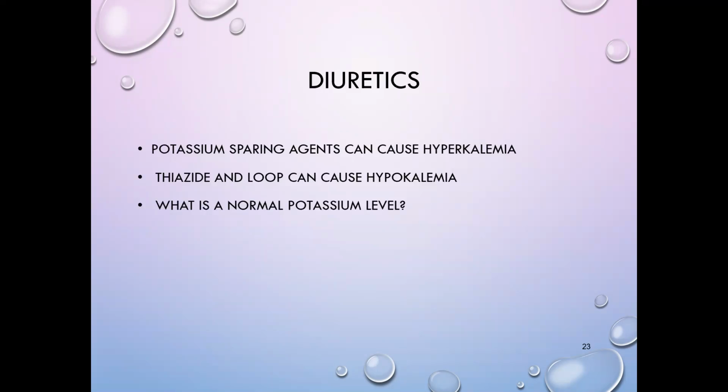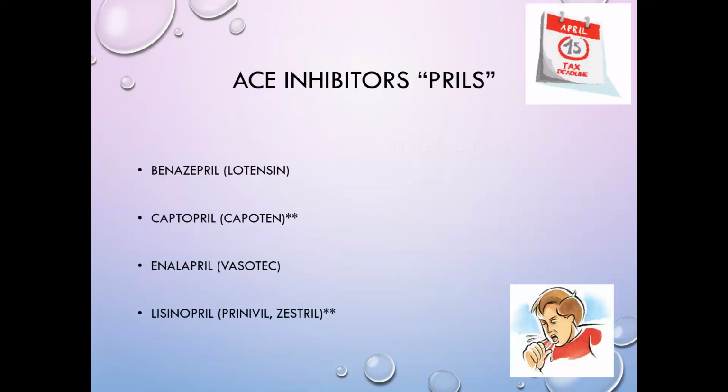And again, you're always going to have to be looking at those potassium levels when you're giving your diuretics, because your potassium levels could either be too high with your potassium-sparing agents, or they could be too low with the ones that actually deplete the body of potassium.